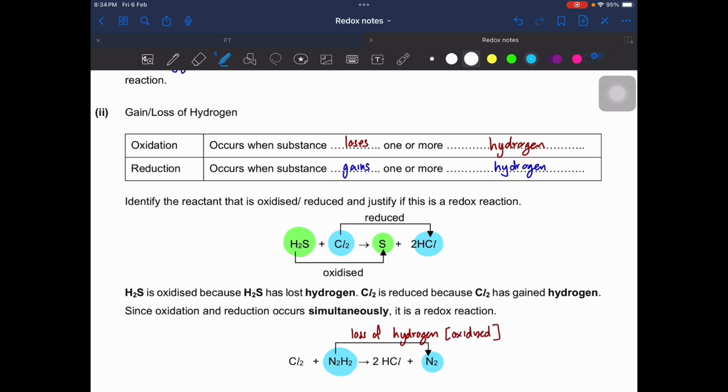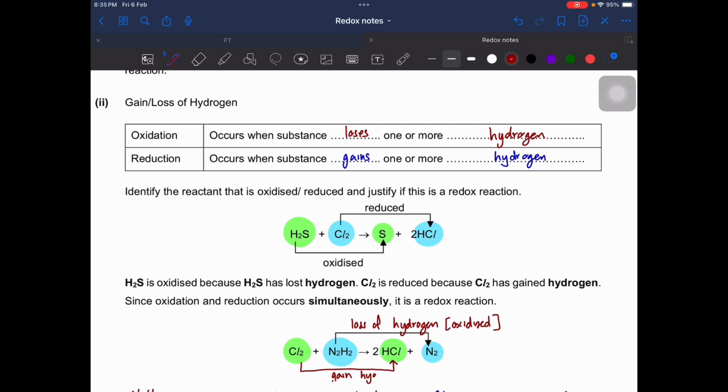Then let's take a look at the other element, which is chlorine, Cl2. In the reaction, it became HCl. So what we see over here is that from here to here, it actually gained hydrogen, right? And we gain hydrogen based on what we learned on this page. This is what we call reduction, or that the chemical has been reduced.